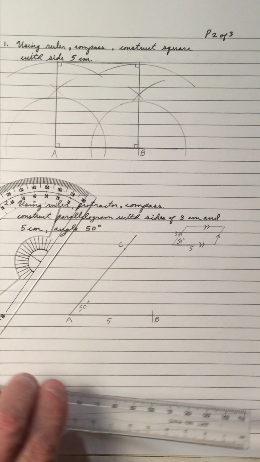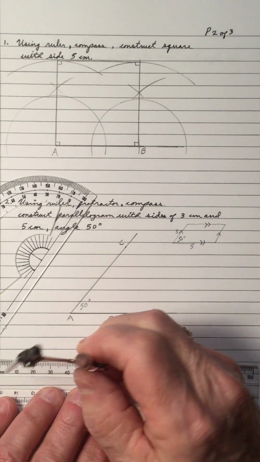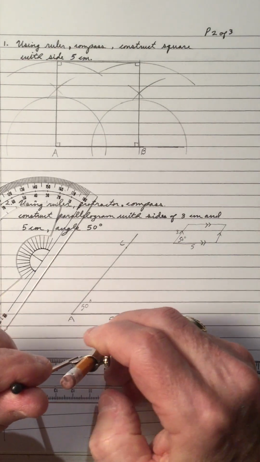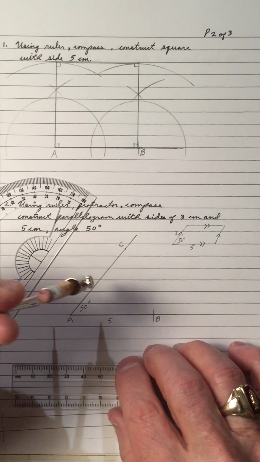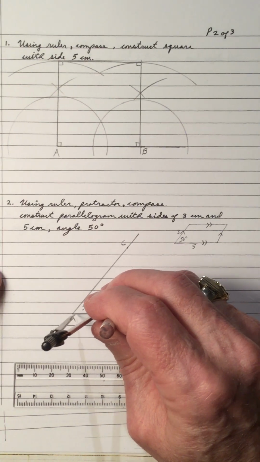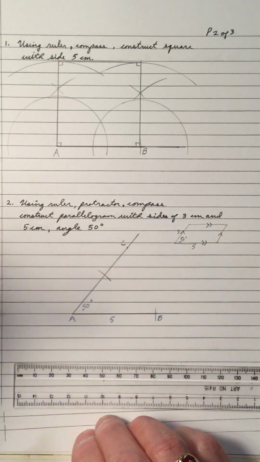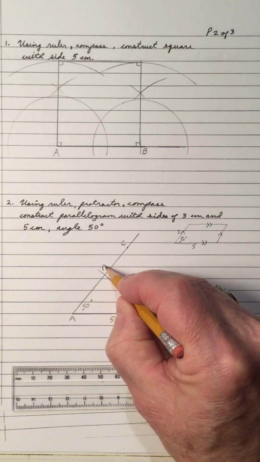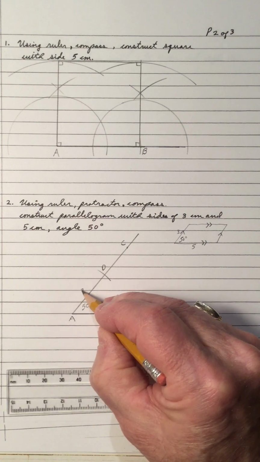So let's mark off the 3. Here we go. Put the compass right there, and go down and find a 3. There's a 3 there. So put my compass, take the protractor away, and mark off a 3. So this distance from A to here, let's call that D. The distance from A to D is 3.